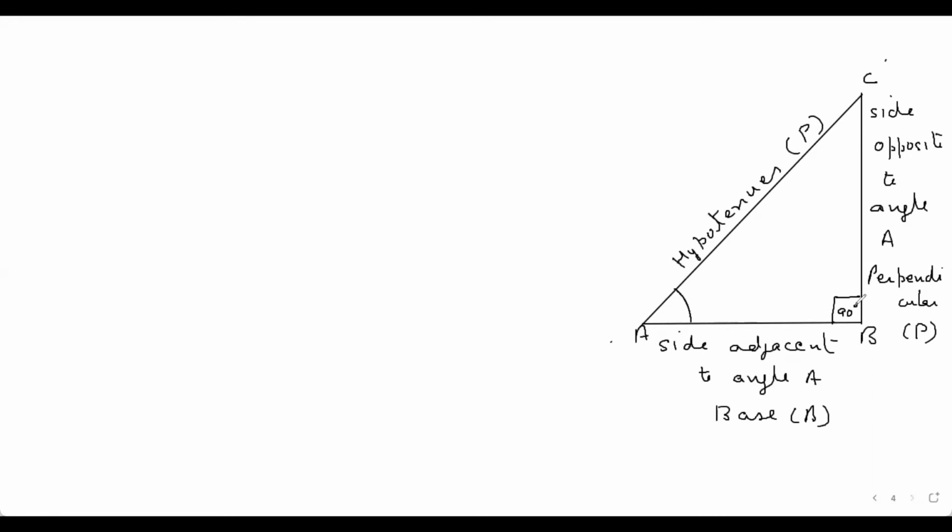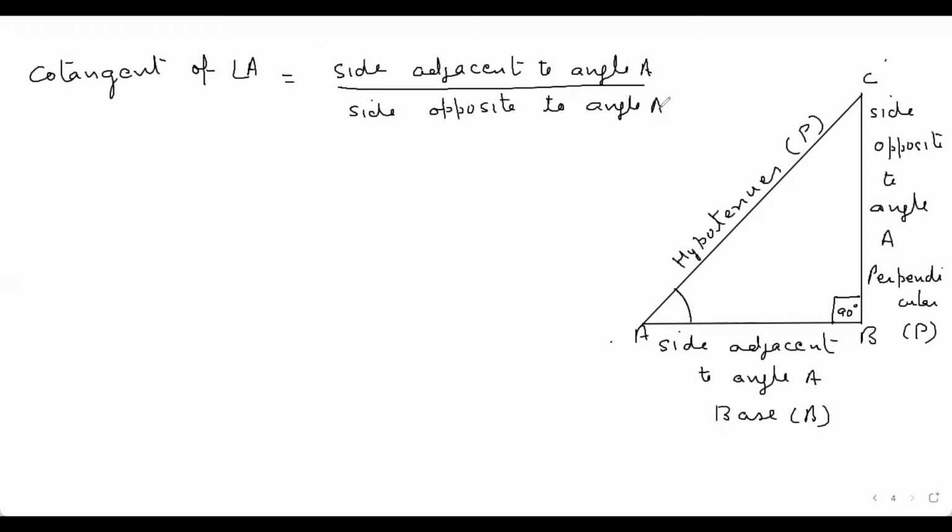Again, I have made a right angle triangle here, and AB is side adjacent to angle A, BC is side opposite to angle A, and AC is hypotenuse. Side adjacent to A is called base, and side opposite to angle A is called perpendicular. So now I'm going to explain what is cotangent of angle A. Cotangent of angle A is equal to side adjacent to angle A upon side opposite to angle A. That is equal to AB by BC.